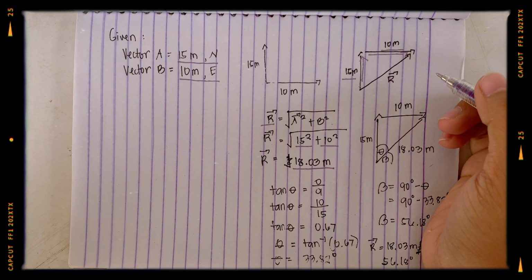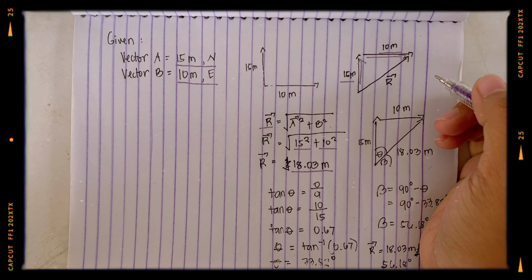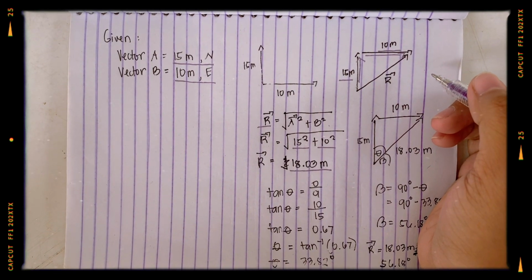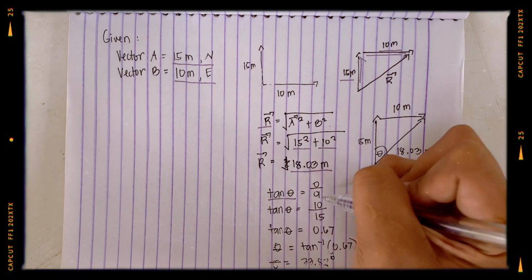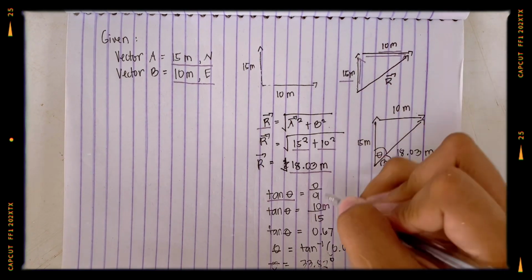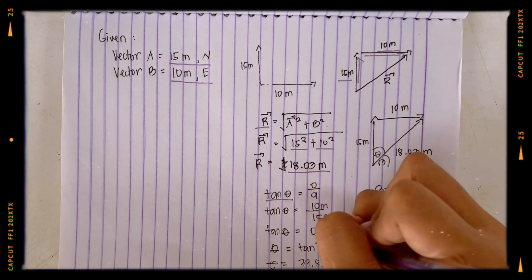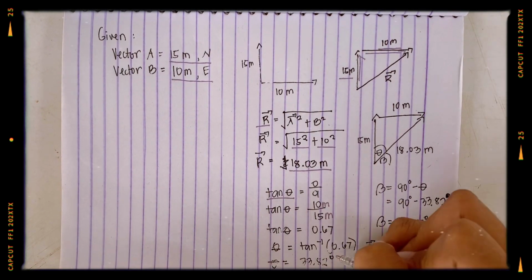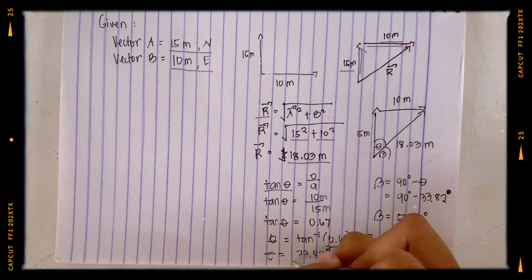To find the angles theta and beta that the displacement makes with the north and east directions, we will use the trigonometric relationships. First, calculate theta using the tangent formula. Tangent theta is equal to opposite over adjacent. Tangent theta is equal to the opposite, 10 meters, over 15 meters. Tangent theta is equal to 0.67. So theta is equal to arctangent of 0.67, where theta is equal to 33.82 degrees.